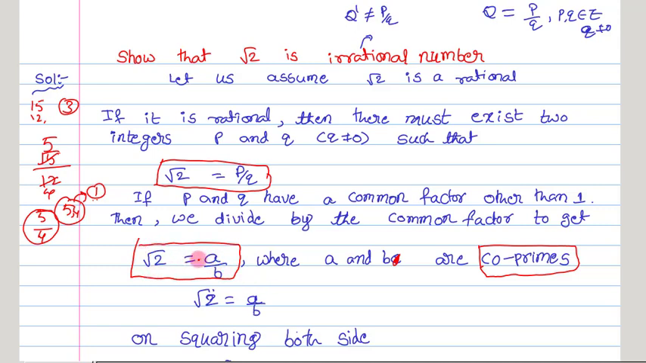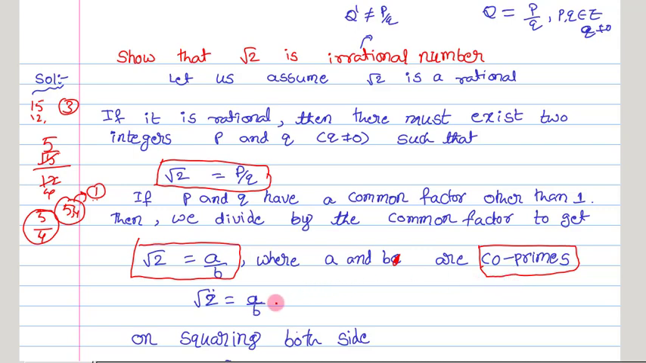Now if it is written in the form a by b, then a and b are said to be co-prime. This word plays a very important role in this solution. Why? Because co-prime means there are no common factors other than 1. In proving this as an irrational number, we are going to prove there is a common factor other than 1. But what we are supposing here is that there is no common factor other than 1. Let us see how we are going to prove that.